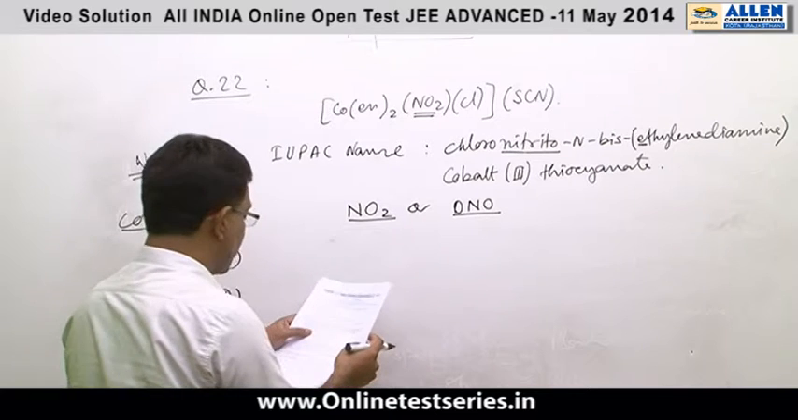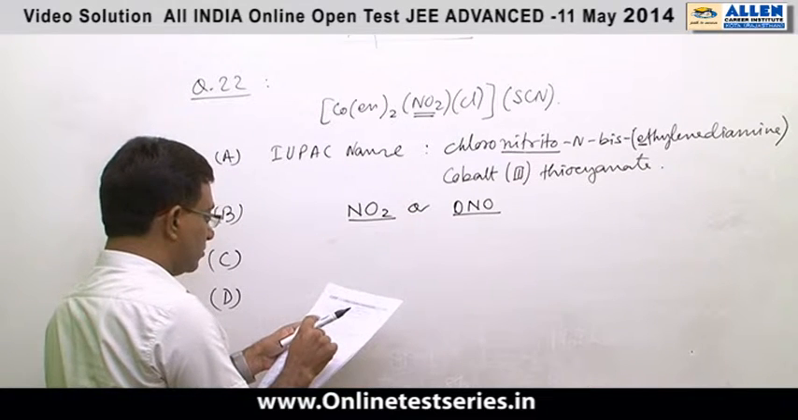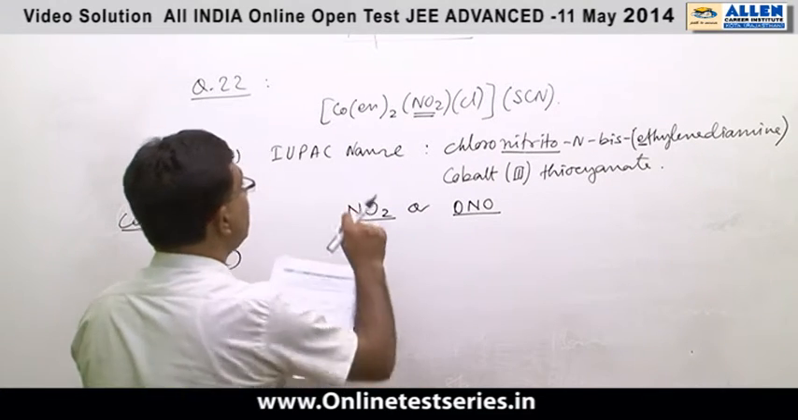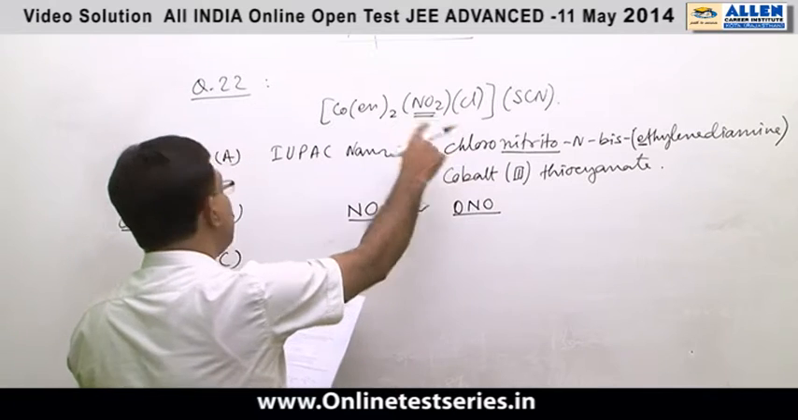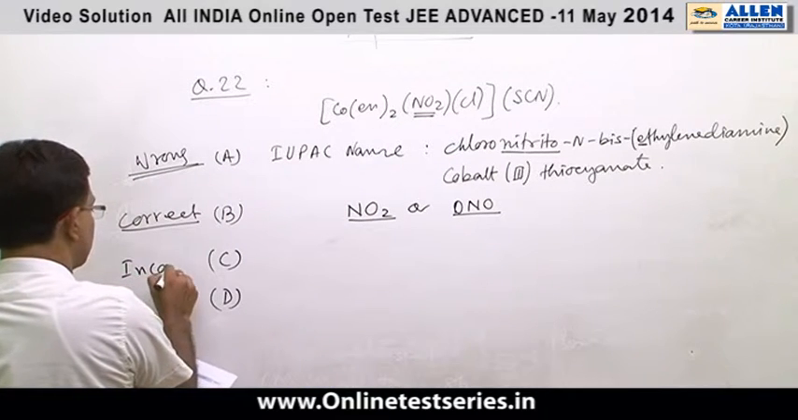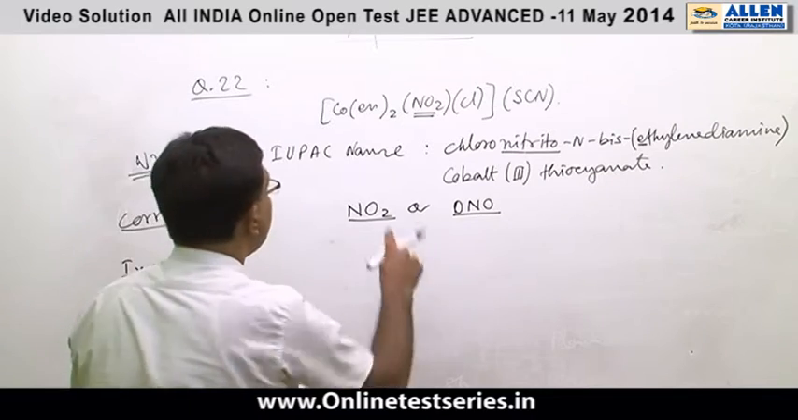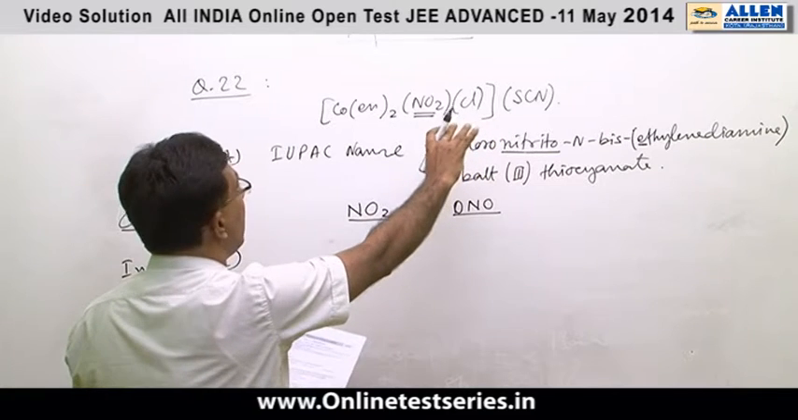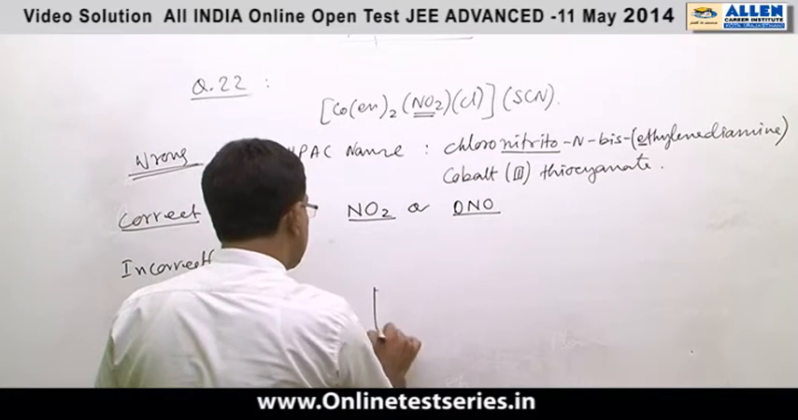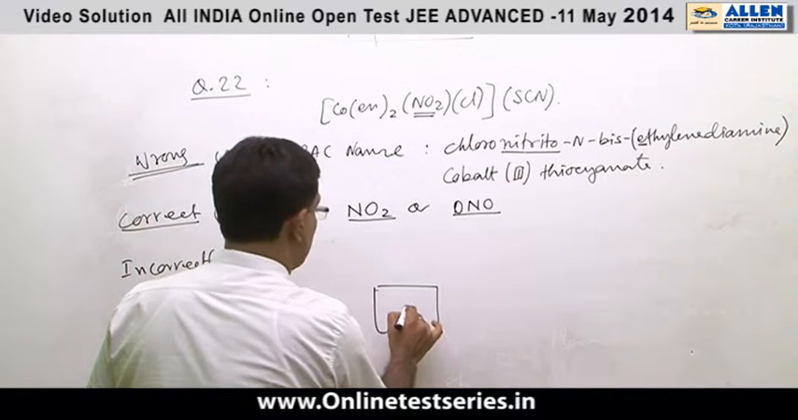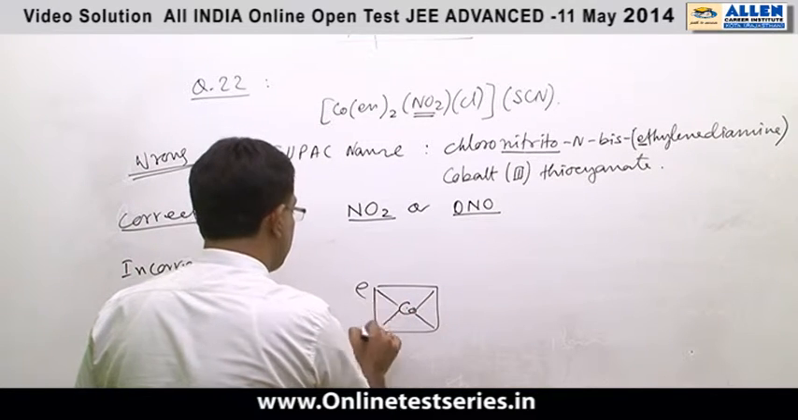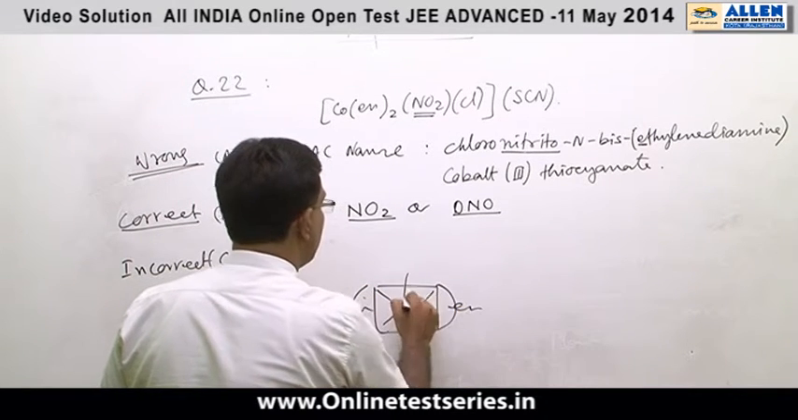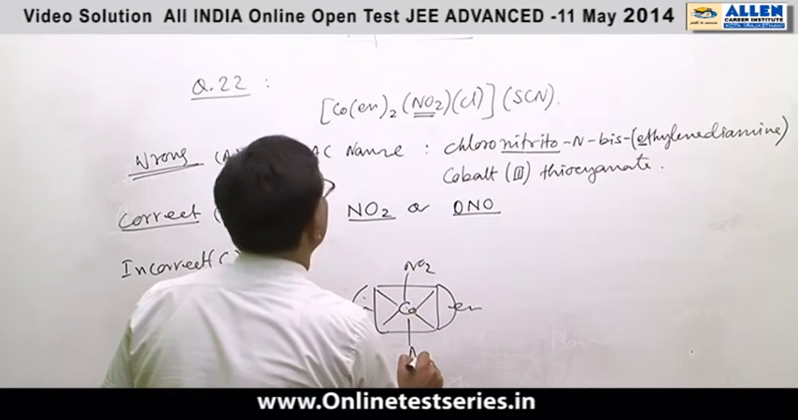And then option C, the cationic part cannot show geometrical isomerism, which is incorrect. That is because it can show geometrical isomerism, and it can show several geometrical isomers, and that can be explained in this way. I am taking only two. That is the Co, here it is en, here it is en, and NO2, and this is Cl.